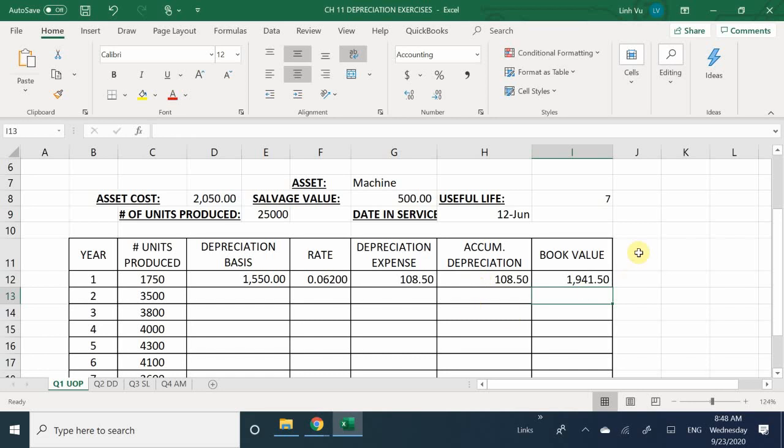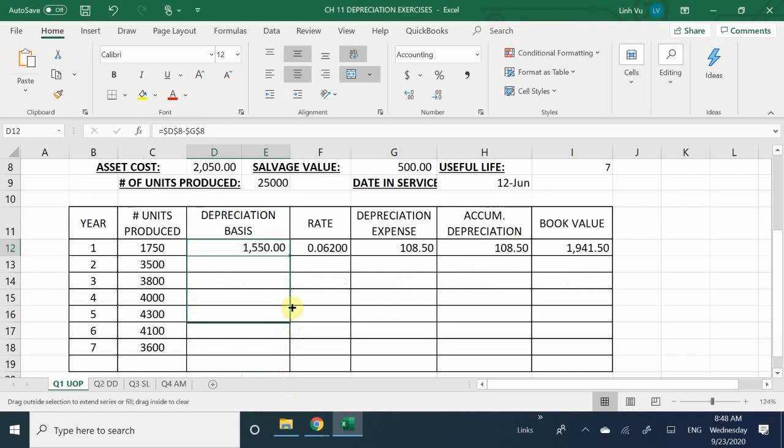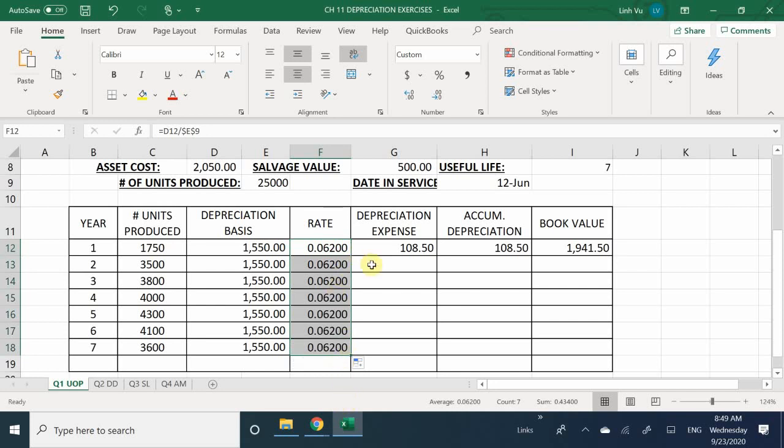What about the second year? What's my depreciation basis going to be for the second year? The same figure from the first year, 1550. Yes. All the way through the entire term, we know that the depreciation basis is going to stay the same. And we also know the depreciation rate is going to stay the same. Okay. So let's go ahead and do this. What is going to be my depreciation expense for the second year?